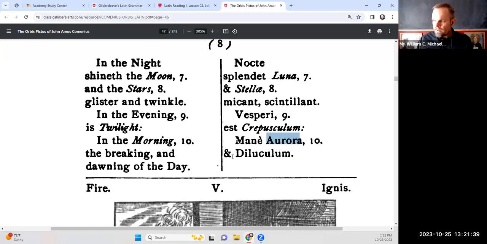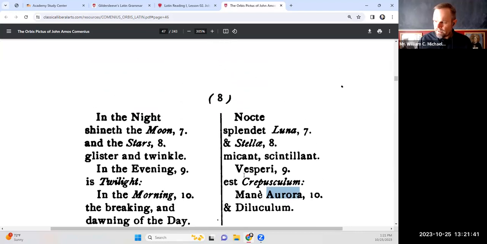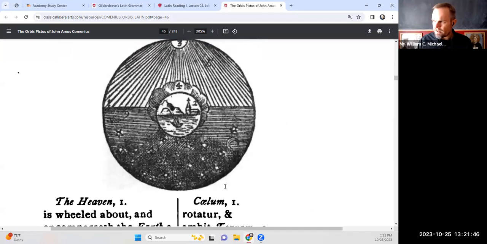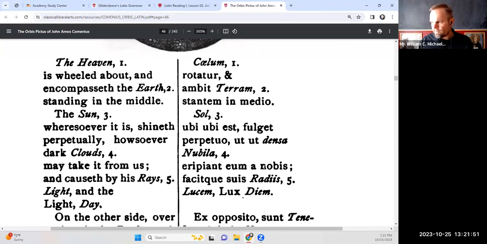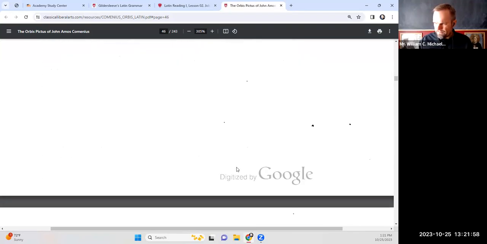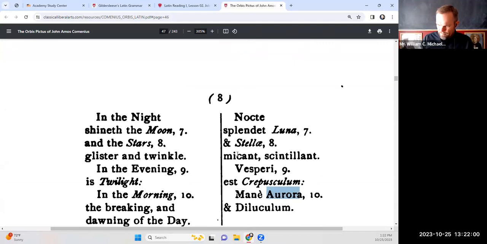So we've got some vocabulary that relates to the heavens, right? We've got the names of the celestial bodies, the sun, the moon, the stars, the clouds, everything we see in the heavens. And then we've got the names of the different times that relate to light and darkness. We've got the day, the morning, dawn, daybreak, evening, and twilight. So a bunch of vocabulary that relates to the heavens and the different effects of the heavens on our daily life. Okay.